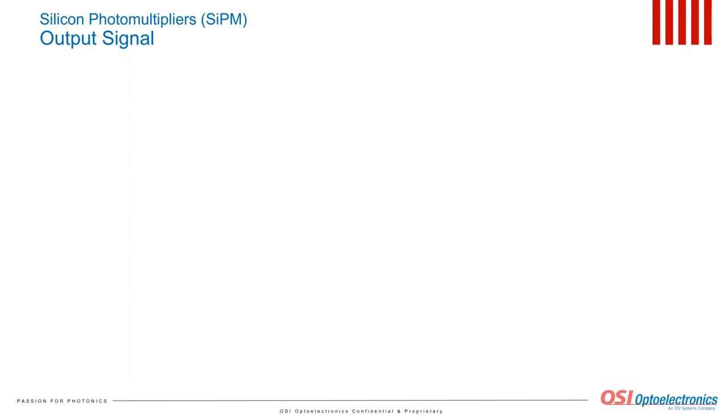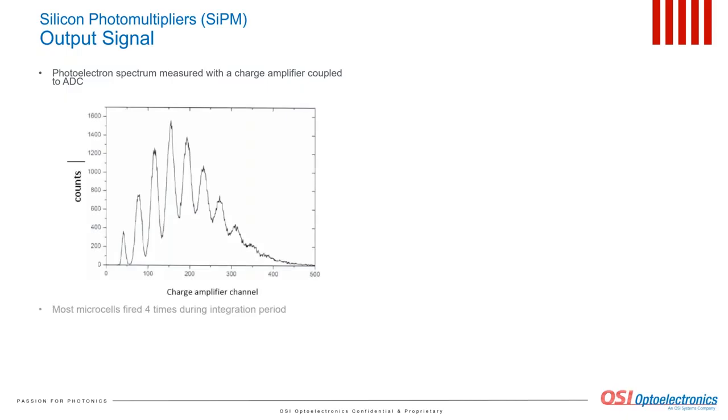By accumulating total charge collected at the output of the silicon photomultiplier during a short period of time, one can calculate the total number of output quanta arrived at the detector. The photoelectron spectrum of impinging light can be measured with a charge amplifier coupled to an analog digital converter, and it shows well-resolved peaks. A typical spectrum is shown on this slide.